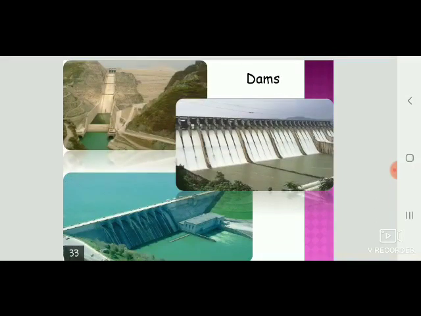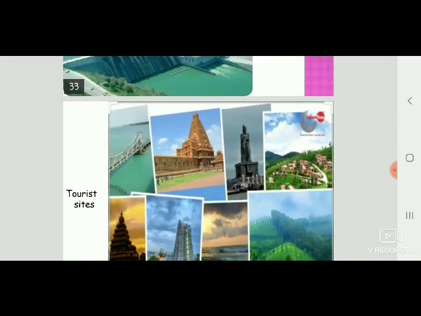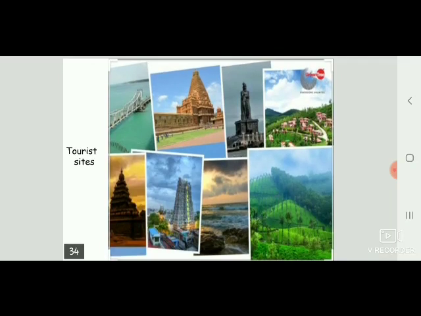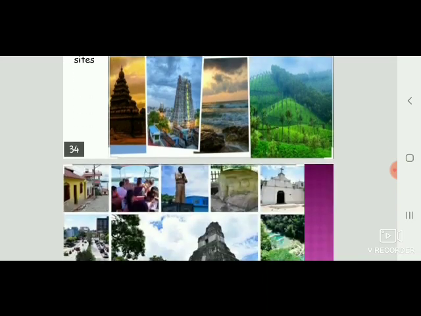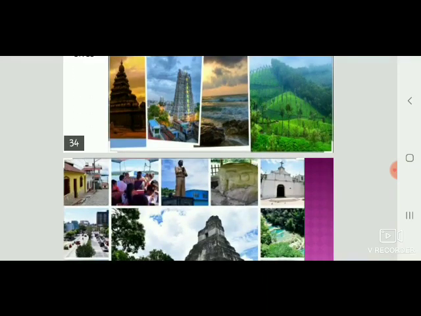Next, we have images of dams. If we are on a visit of a dam, next, we have tourist sites for a field visit. Different temples, places, or religious sites.